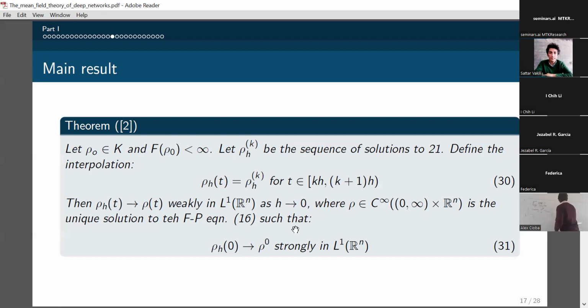So the idea being that you start from a particular, so h is the step size for this minimizing movements procedure, and you iterate through it and gain new solutions at each step.